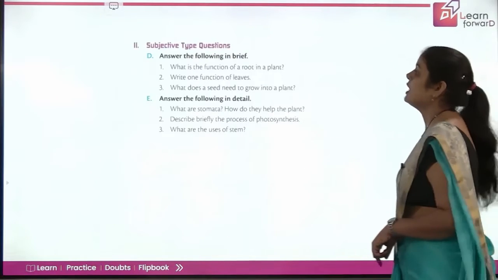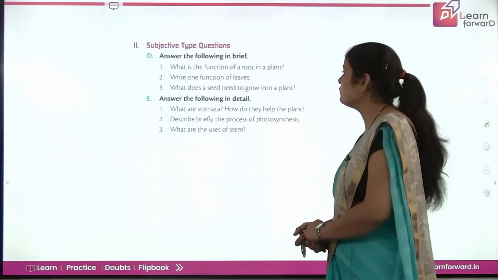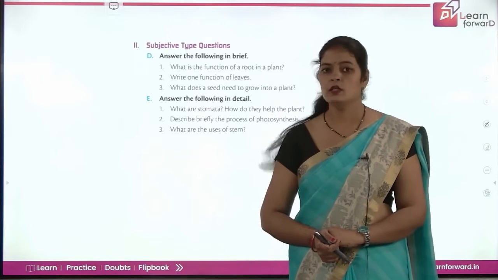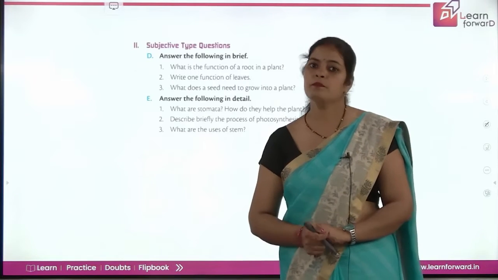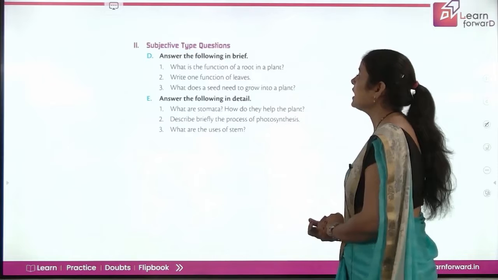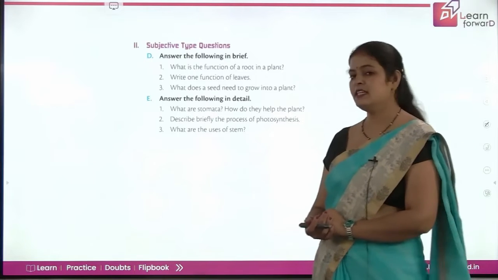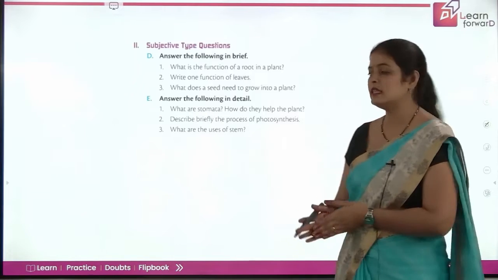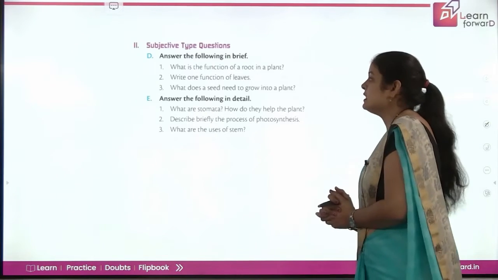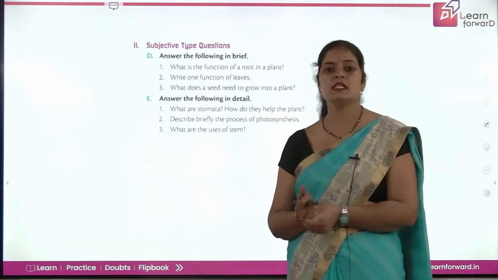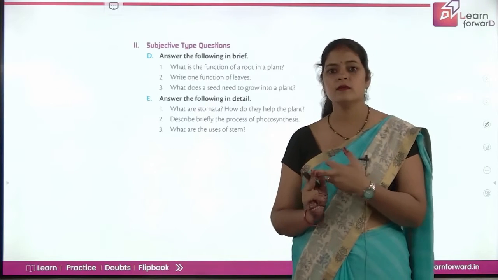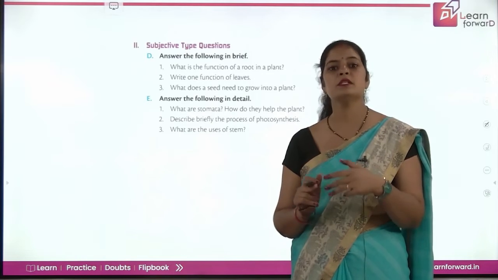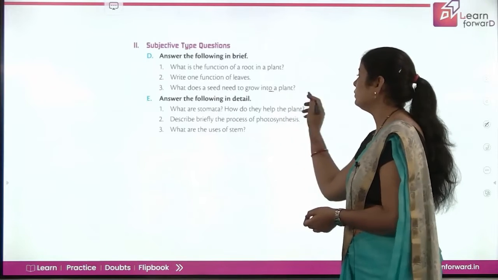Fine. Now answer the questions in brief. What is the function of the root in the plant? Root helps the plant to get firmly attached to the soil. Write one function of leaf. Very easy. Leaves are involved in the food making process or photosynthesis in the plant. What does a seed need to grow into a plant? A seed needs air, sunlight, water. What else? Water, air, sunlight means warmth to germinate into a new plant.